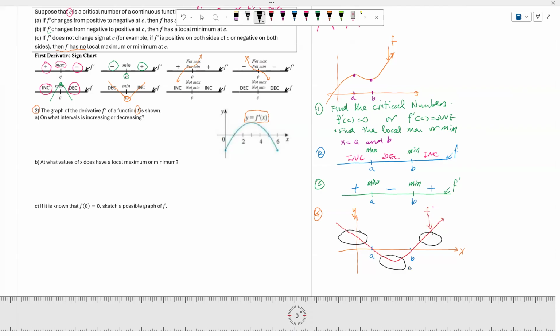So here, my first step is to find the critical numbers to this problem. Remember, this is f prime of x equals 0. So I have f prime of x equals 0, then x is equal to 1 and x is equal to 5.